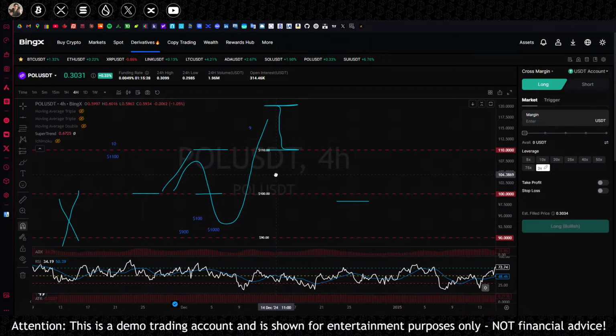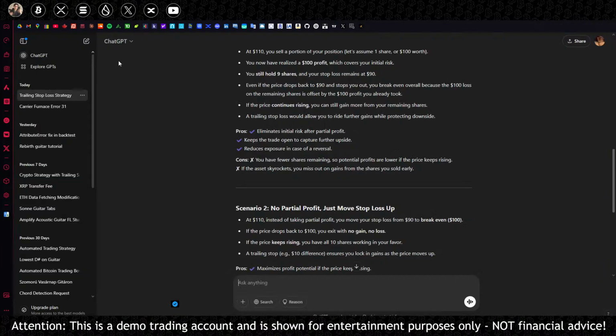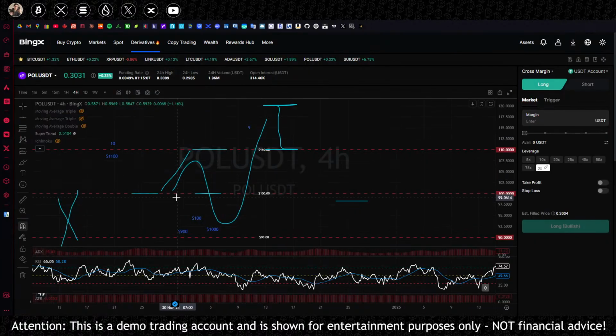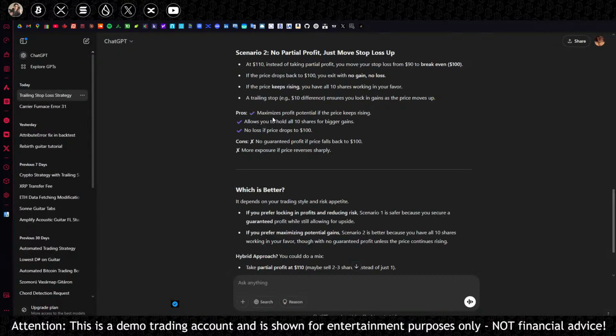I'm sorry if it was really complicated, but I really had to get this out of the way, and I'm still not done. Scenario 2 is there's no partial profit, you just move your stop loss up. At 110, instead of taking partial profit, you move your stop loss from 90 to break even, so $100. If the price drops back to 100, you exit with no gain, no loss. If the price keeps rising, well, this is what this means, right? If the price drops back here, no gain, no loss, because it hits the stop loss there. If the price keeps rising, you have all the 10 shares working in your favor, which is a good thing. A trailing stop, so a $10 difference, ensures you lock in gains as the price moves up.